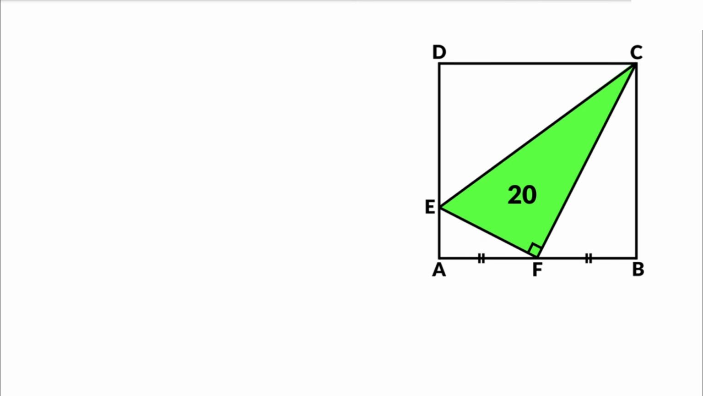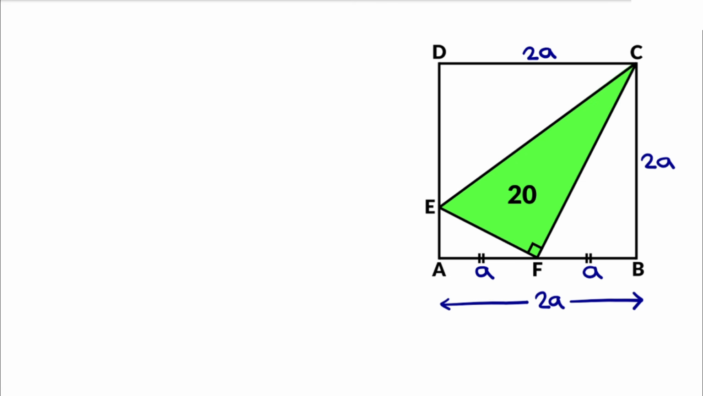Let's call the left half of the bottom side A. And because F is the midpoint, the right half is also A. That means the entire side length of the square is A plus A, which is 2A. So every side of the square has length 2A.